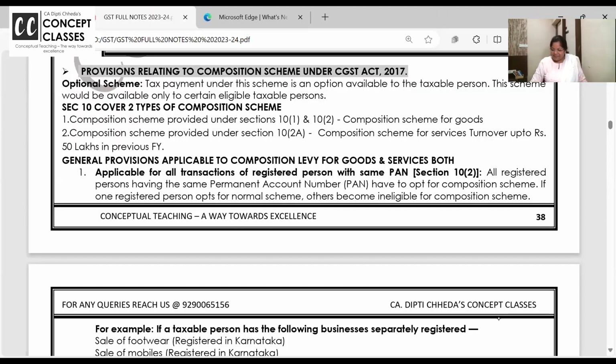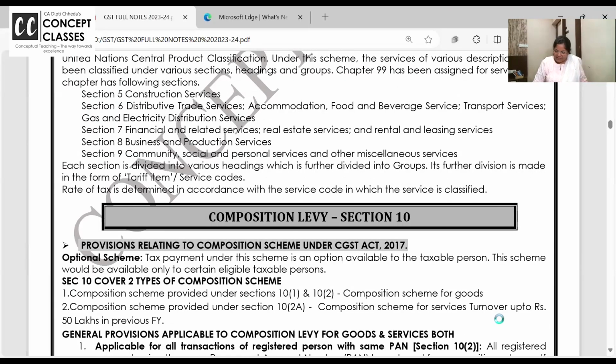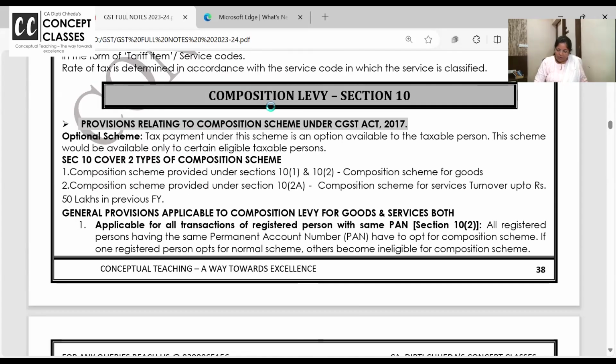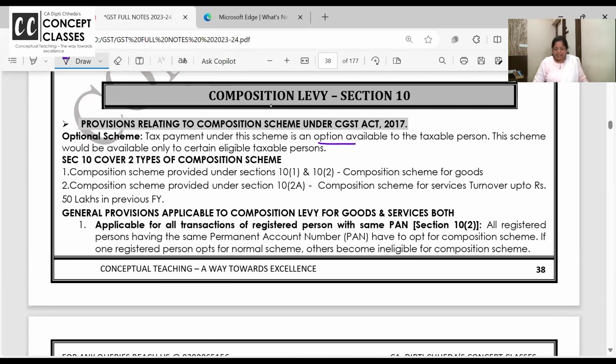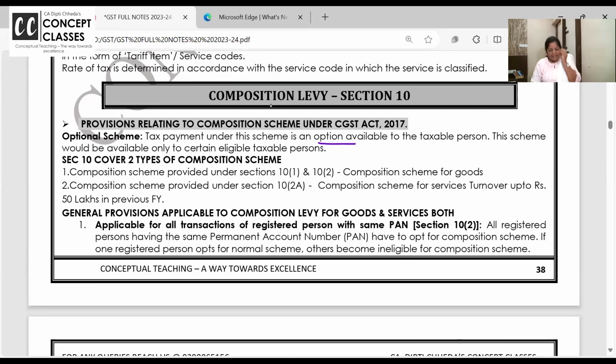All right, bang bang. Here starts section 10, that is composition levy. Okay, now tax payment under the scheme is an option available to the taxable person. This scheme would be available only to certain eligible persons. So this is optional basically. I want all of you to write, dear students, and underline the clue words. We will do the makeup for 3D and 5D later, so read from here.